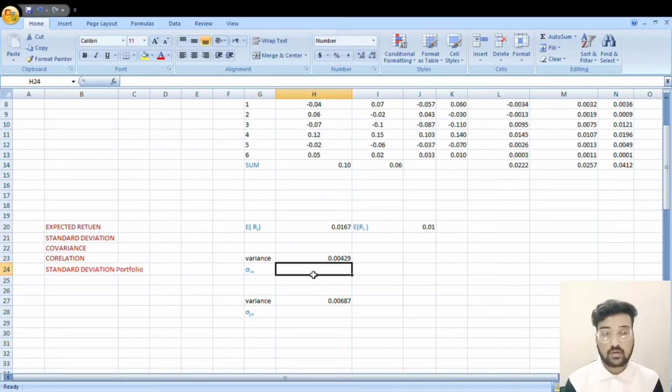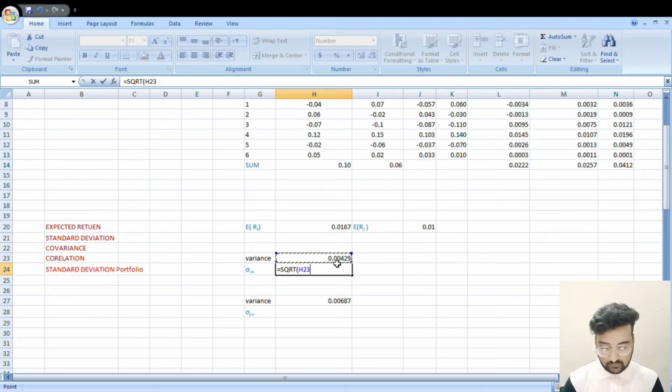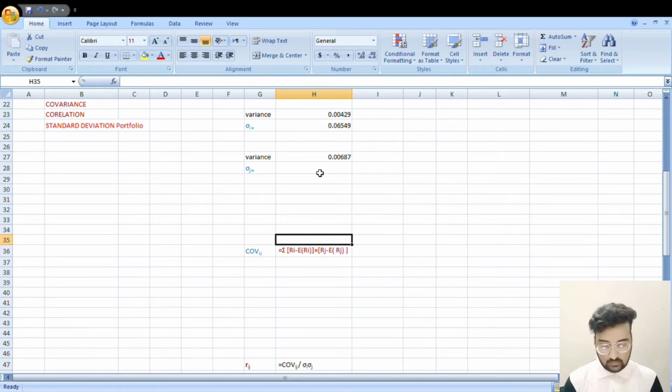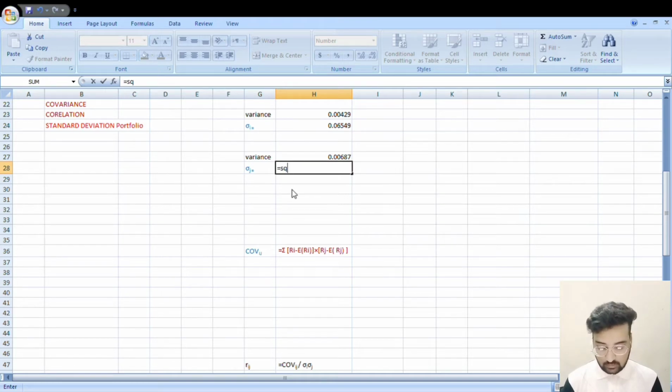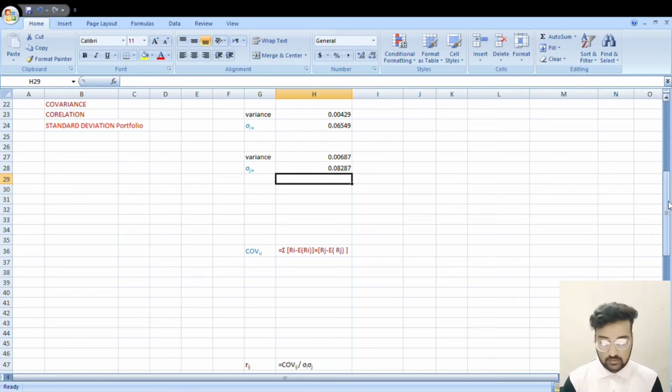To find the standard deviation, we take the square root of the variance: equal sign, square root, press enter. We do the same for the second company: equal sign and square root.